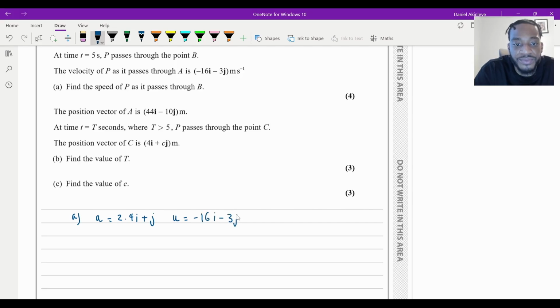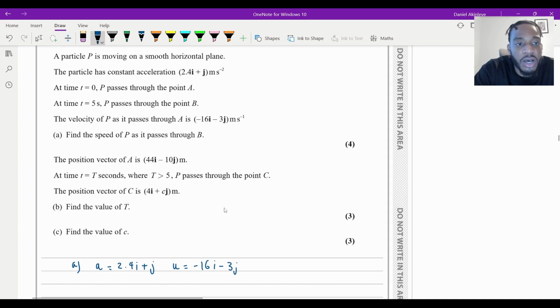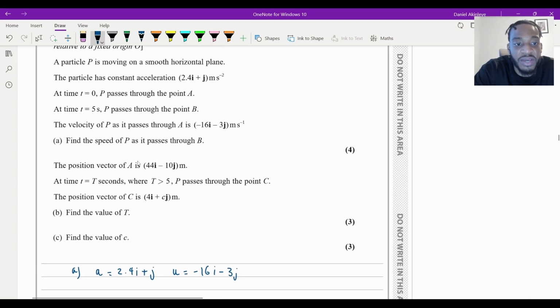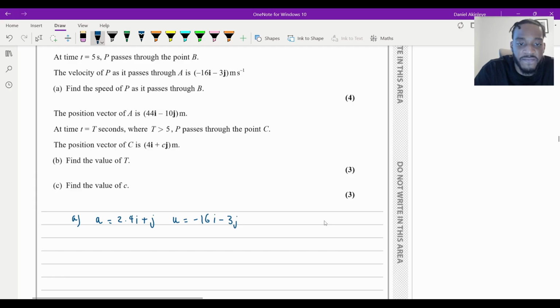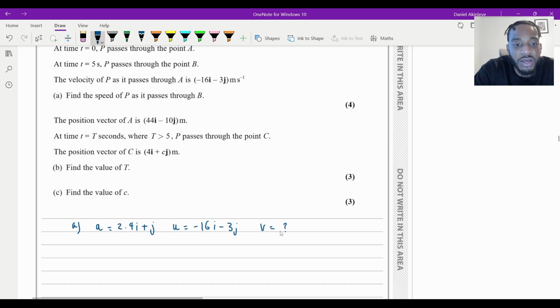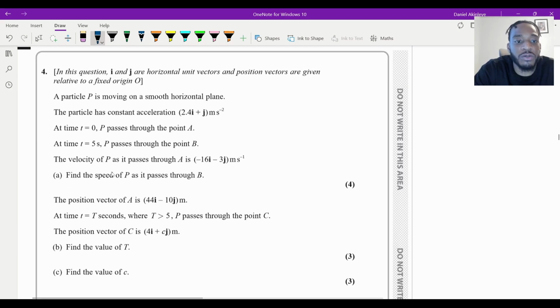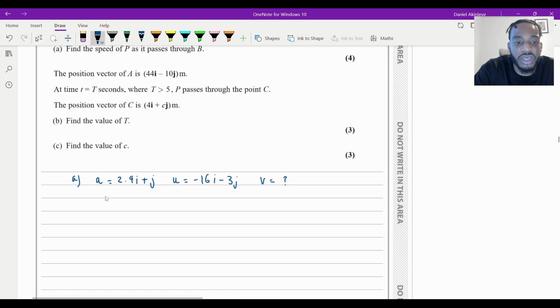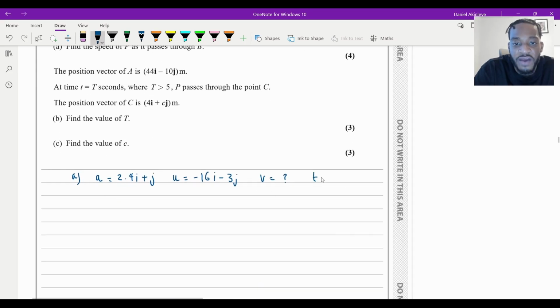And what else do we know? We need to find the speed, which means we're looking for the velocity. So I'm just going to say v is what we want. And is there anything else that we know? Yes, we know the time when P passes through B is 5 seconds, so t equals 5. So again, we're using SUVAT pretty much in vector form. You ask yourself, we've got these four variables here, which formula connects them? It's just v equals u plus at, isn't it? So I'm going to say v is equal to u plus at.